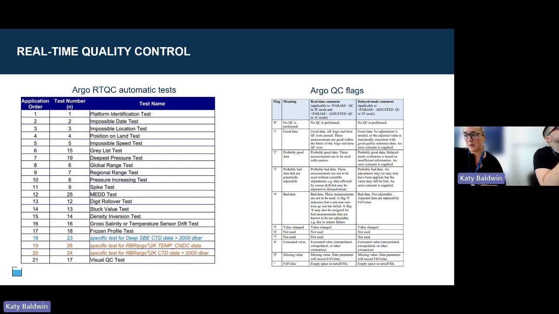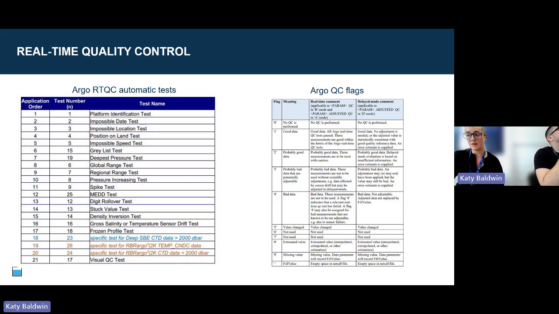So just providing a little bit more information on the quality control procedures that are done on near real-time data. On the left of the slide is a list of the different real-time quality control tests that the data are subject to as they pass through our processing systems.